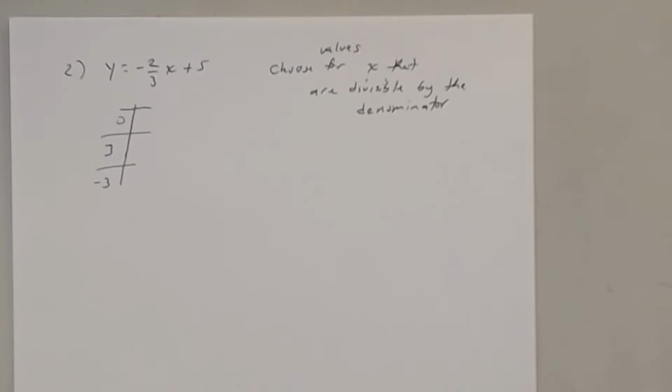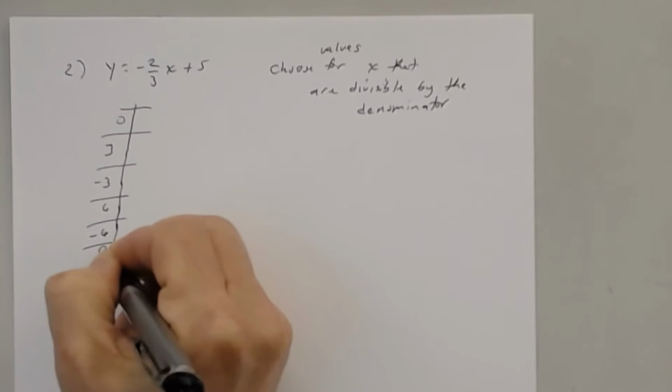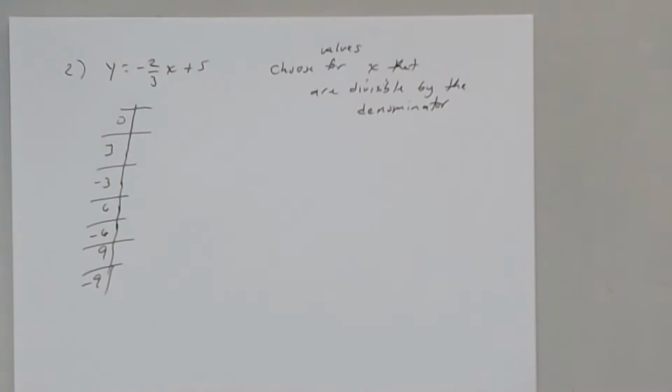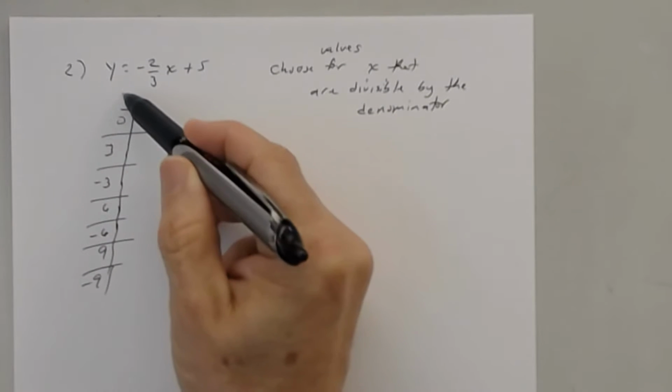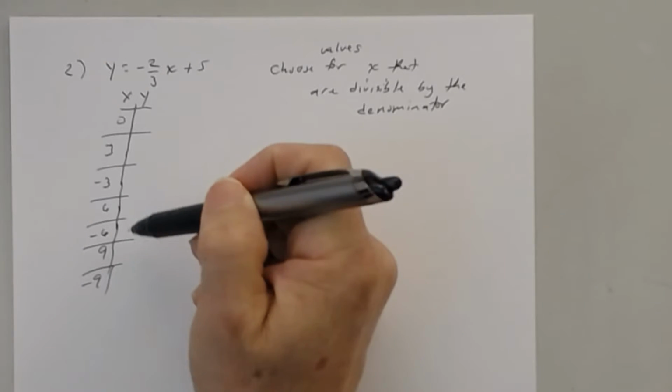So what's the next number that's divisible by 3, the next set? 6, negative 6. What are some others? 9, negative 9, and so on. So using those numbers will make sure that these numbers for y will be integers. You won't have any decimals, you won't have any fractions.